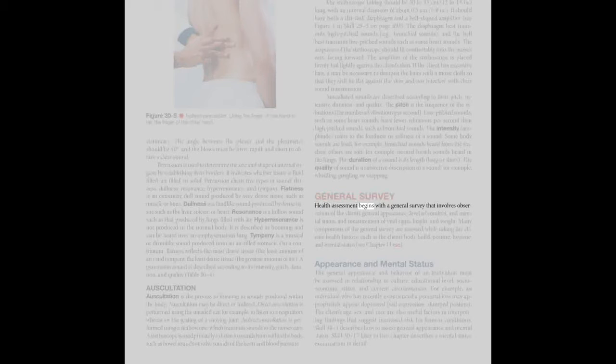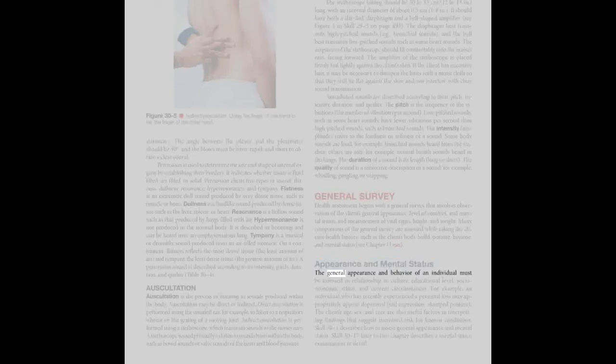General survey. Health assessment begins with a general survey that involves observation of the client's general appearance, level of comfort, and mental status, and measurement of vital signs, height, and weight. Many components of the general survey are assessed while taking the client's health history, such as the client's body build, posture, hygiene, and mental status, see Chapter 11.